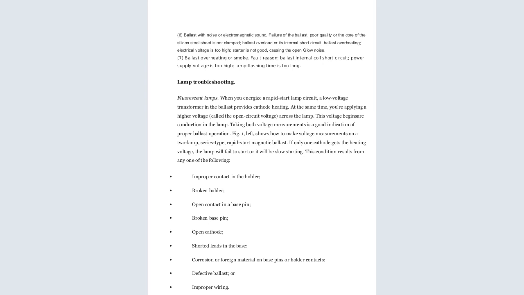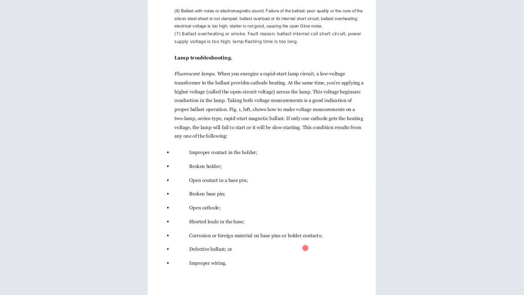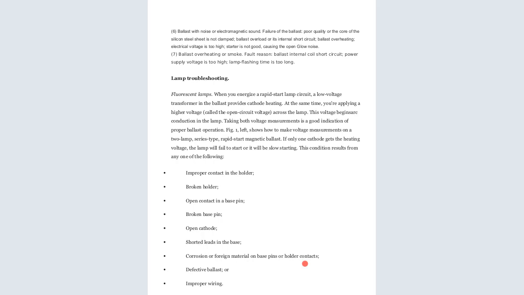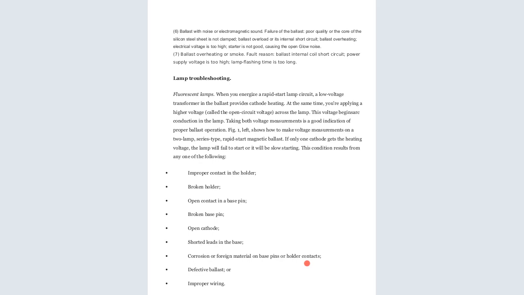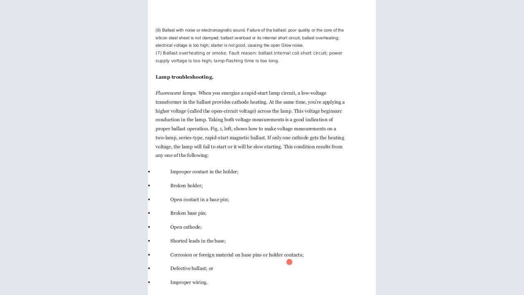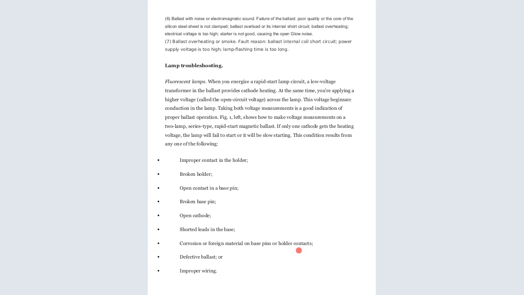Another thing is lamp troubleshooting. We talked about troubleshooting in the other slide. With fluorescent lamps, when you energize a rapid start lamp, the low voltage transformer in the ballast provides cathode heating. At the same time, you are applying a higher voltage, and this voltage begins the arc condition in the light. Taking both voltage measurements is a good indication of proper ballast condition.